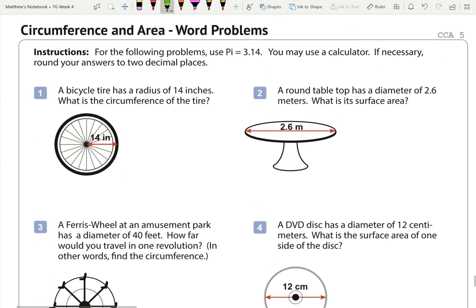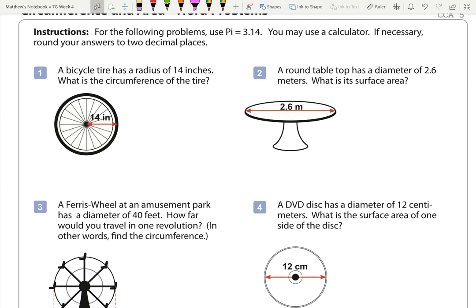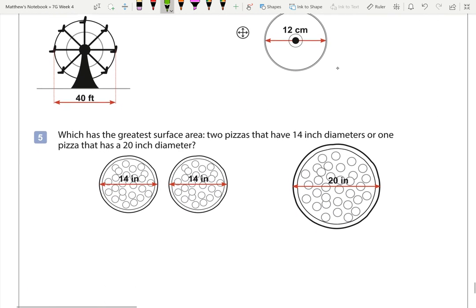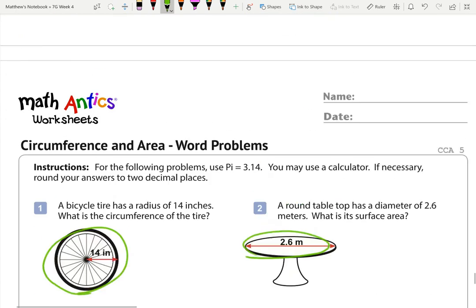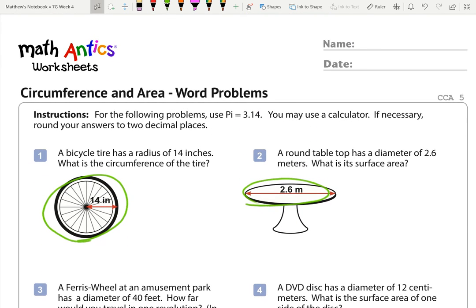And then after you finish that page, you're going to be looking at how this applies in the real world. And this will get us ready for the activity that we're going to be doing next. It's finding everyday things we see, like a bike tire or the top of a table or a Ferris wheel. And we're going to calculate what the area and circumference of these items or visuals are.